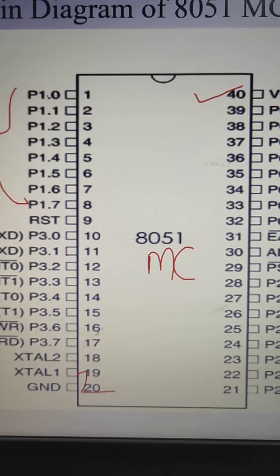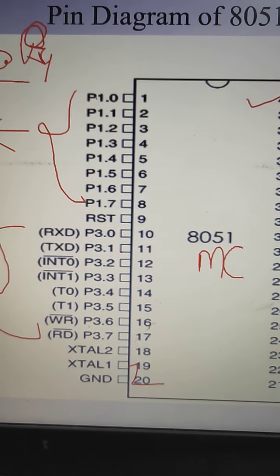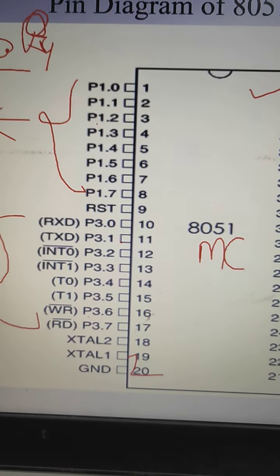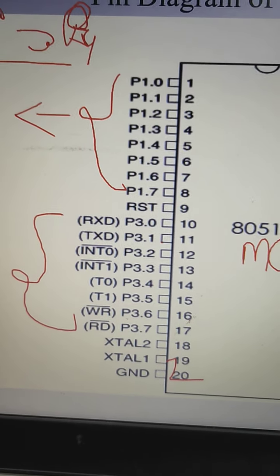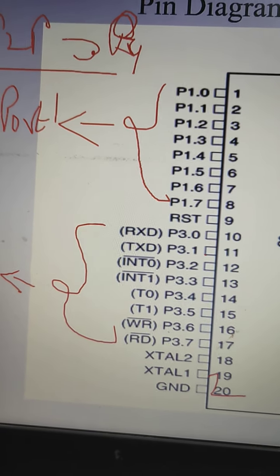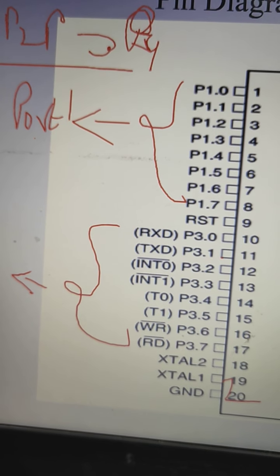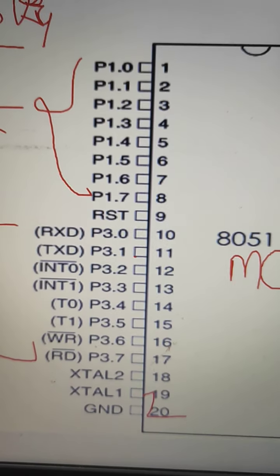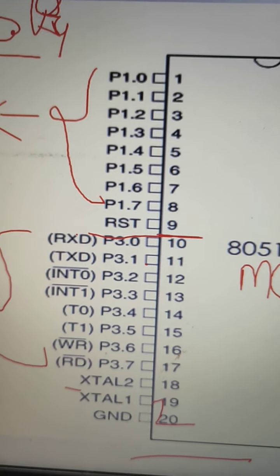Pins 1 to 8 deal with the port pins, that is P1.0, P1.1, P1.2, P1.3 and so on. This means pins 1 to 8 are meant for port 1 pins, which we use for accessing input and output. Whereas the 9th pin is the reset pin. RST is nothing but the reset pin.